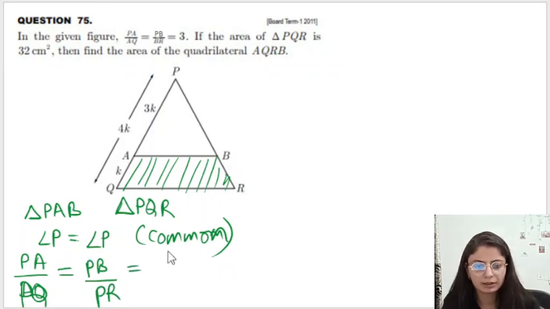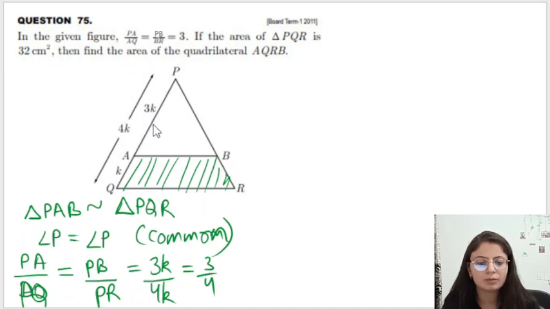So PA कितना है? 3K. PQ कितना है? This sum is 4K, right? So this will be 3 by 4. So this ratio is given as 3 by 4. Fine. So we can say that these triangles are similar. Fine, because angle P is common and the ratio of these two corresponding sides is equal, which is 3 by 4, right? So triangle PAB is similar to triangle PQR.